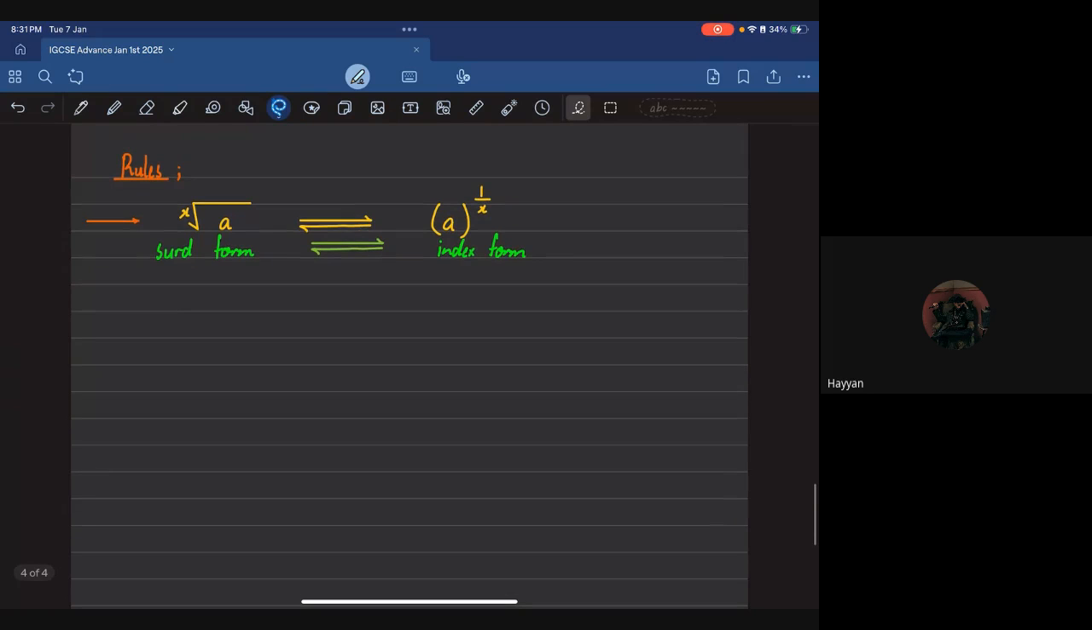Now let's look at an example. Let's say we have the fourth root of 7. The power of the root is 4, the base is 7. Now let's say it's becoming a bit too difficult to solve, or there's some sort of simplification that needs to be done. And these are usually paper 2 questions.